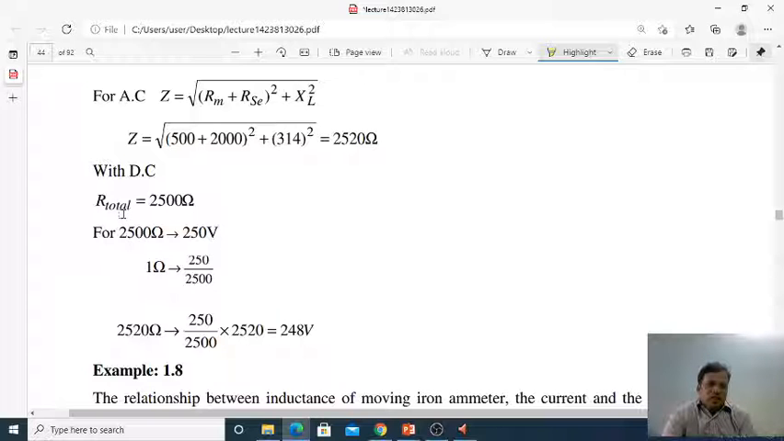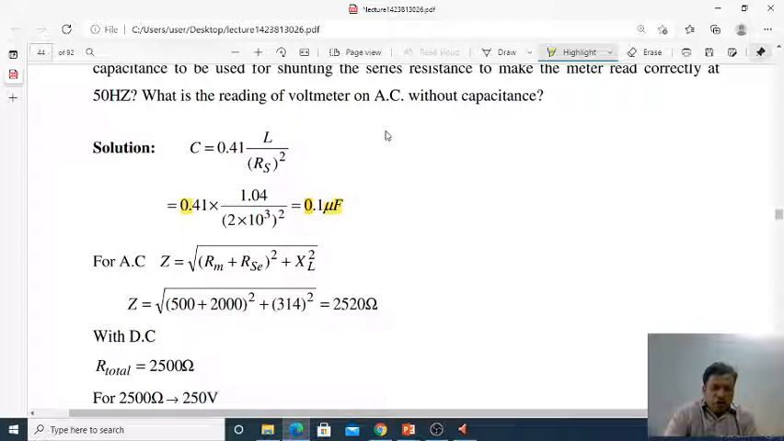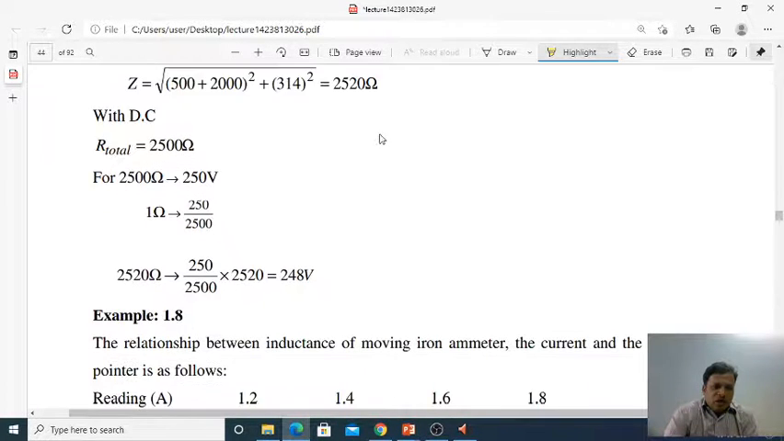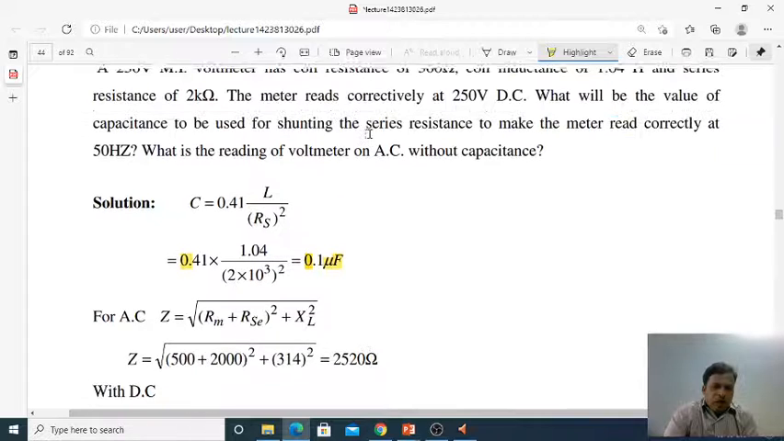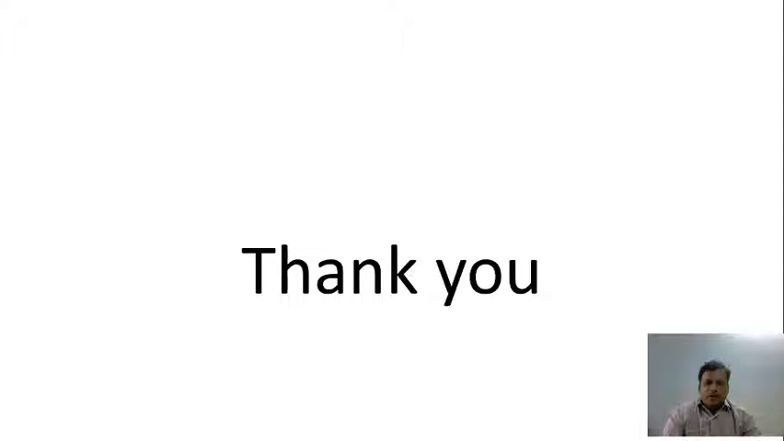With DC, what is the total value of resistance? 2500 ohms. For 2500 ohms, it is 250 volts. For 1 ohm, it is 250 by 2500. Therefore, 2520 ohms gives you 250 by 2500 into 2520, that is equal to 248 volts. So the question is, what is the reading of the voltmeter on AC without the capacitance? You are getting 248 volts here. This is the answer.